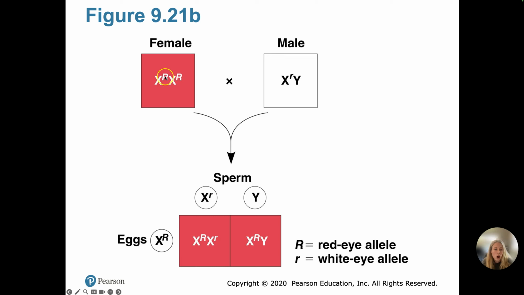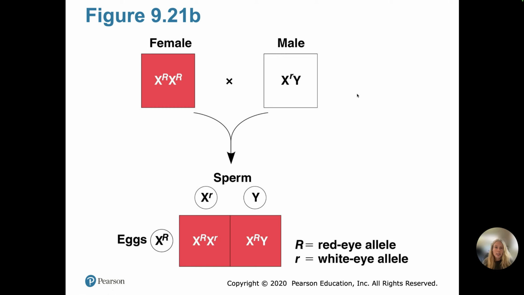So X^R is the wild type trait that codes for red eyes. So this female is a wild type female. She has red eyes, and her genotype is X^R X^R. So she only carries the red eye allele. This male over here, notice a male only has one X chromosome, so he only needs one copy of the recessive white eye allele, X^r, in order to exhibit the white eye trait. His other chromosome is a Y chromosome. So that's important to note.